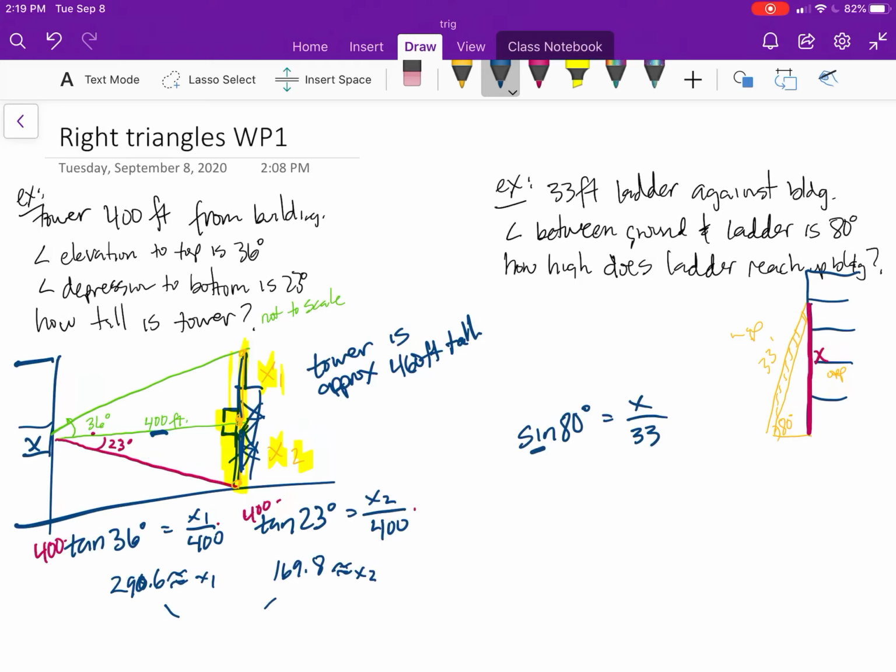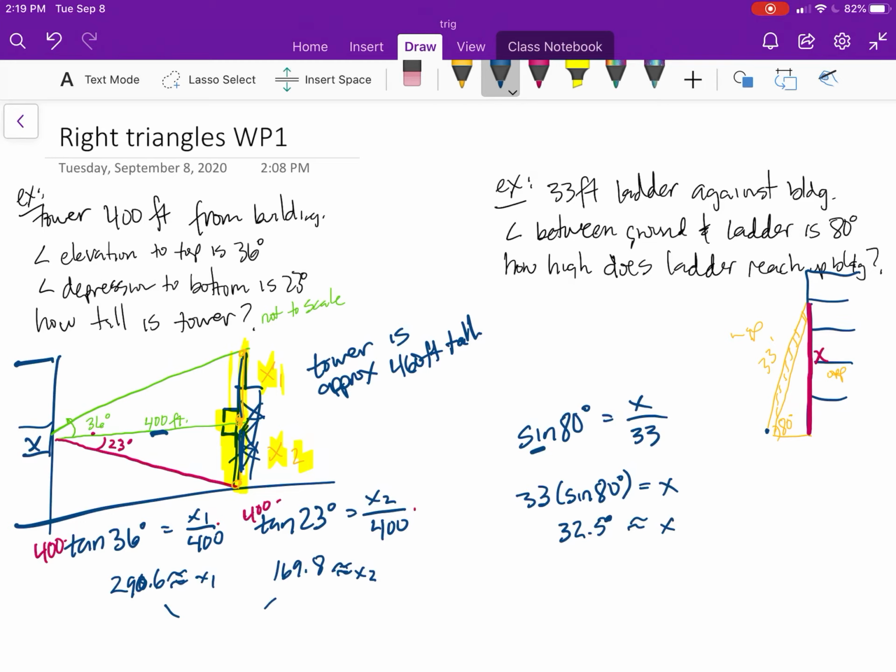Simple algebraic equation. Well, trig is sine, but solving for X, we just multiply 33 times the sine of 80. 80 is not on the unit circle. We need a calculator. 33 times sine of 80 is, we get 32.49. 32.5, we'll say. I guess we could round down to 32. I want to leave it at that for this one, and here's why.